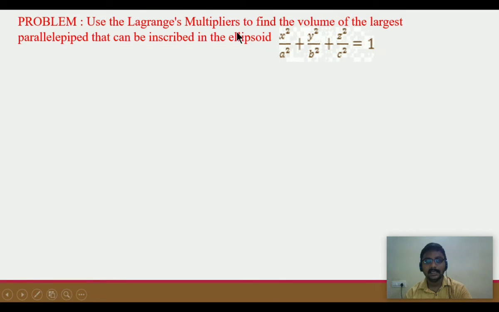Problem: use the Lagrange's method of multipliers to find the volume of the largest parallelepiped that can be inscribed in the ellipsoid x square by a square plus y square by b square plus z square by c square is 1. So here we have to use the Lagrange's method to calculate the volume of the largest parallelepiped. Here the largest parallelepiped is inscribed in the ellipsoid.